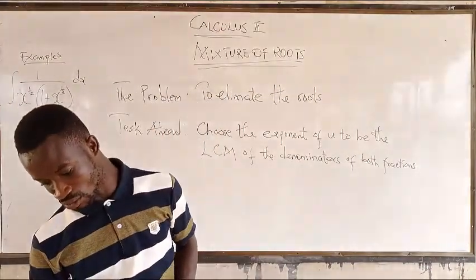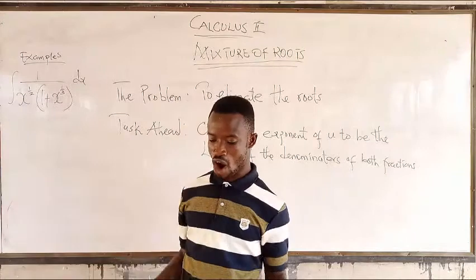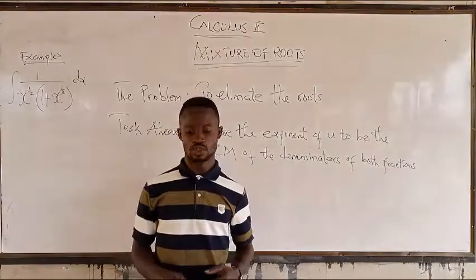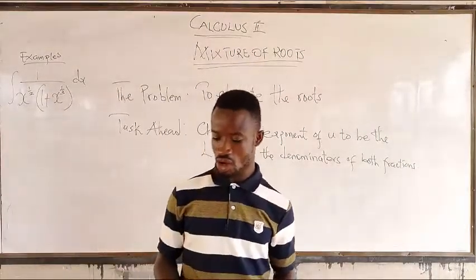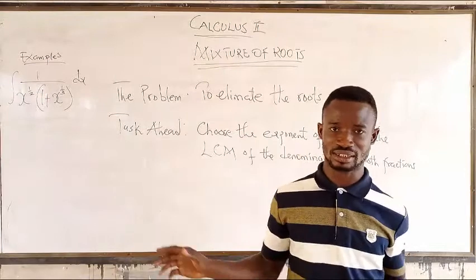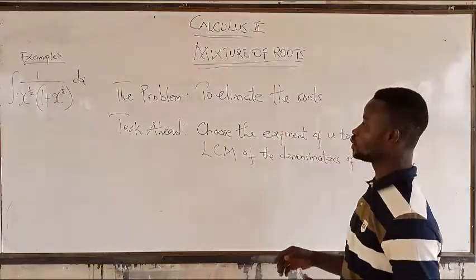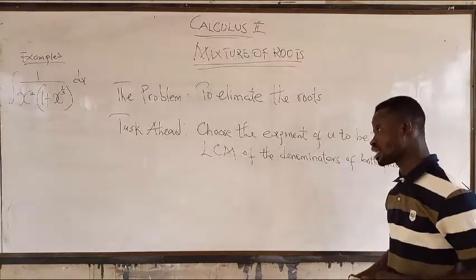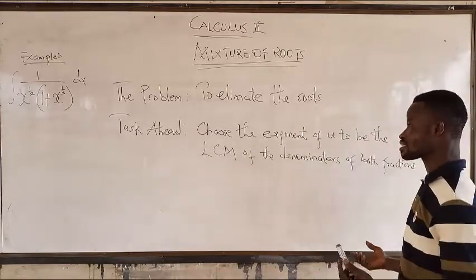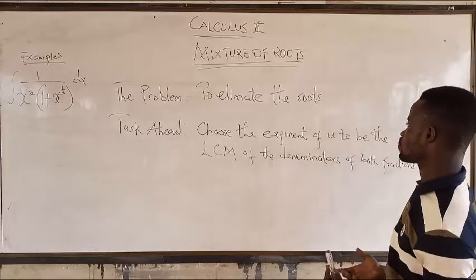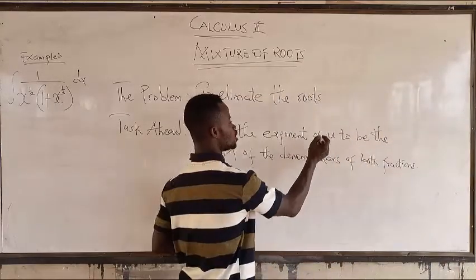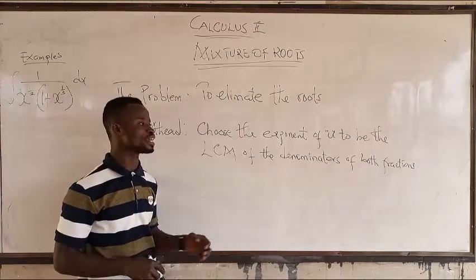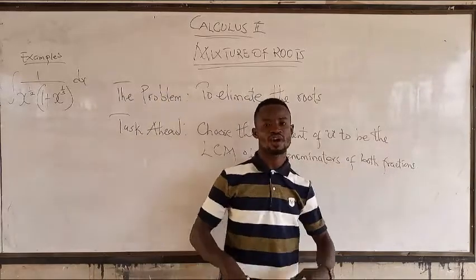So if more than one fractional power is present, it may be possible to eliminate all of them at once. So the problem here is that we have to eliminate the root. And the task ahead of us is that we have to choose the exponent of u. You have to choose the exponent of u to be the LCM of the denominators of both fractions.